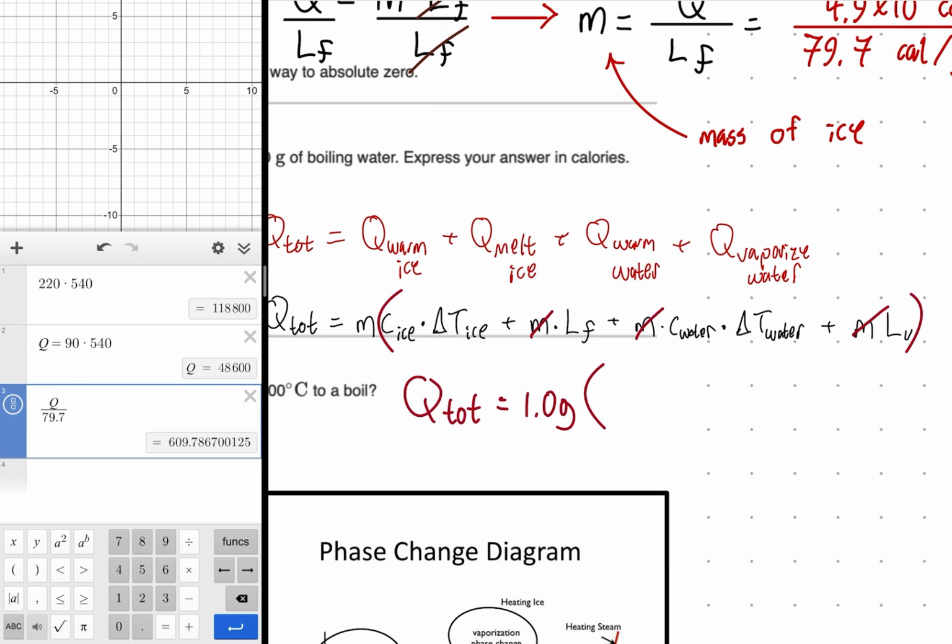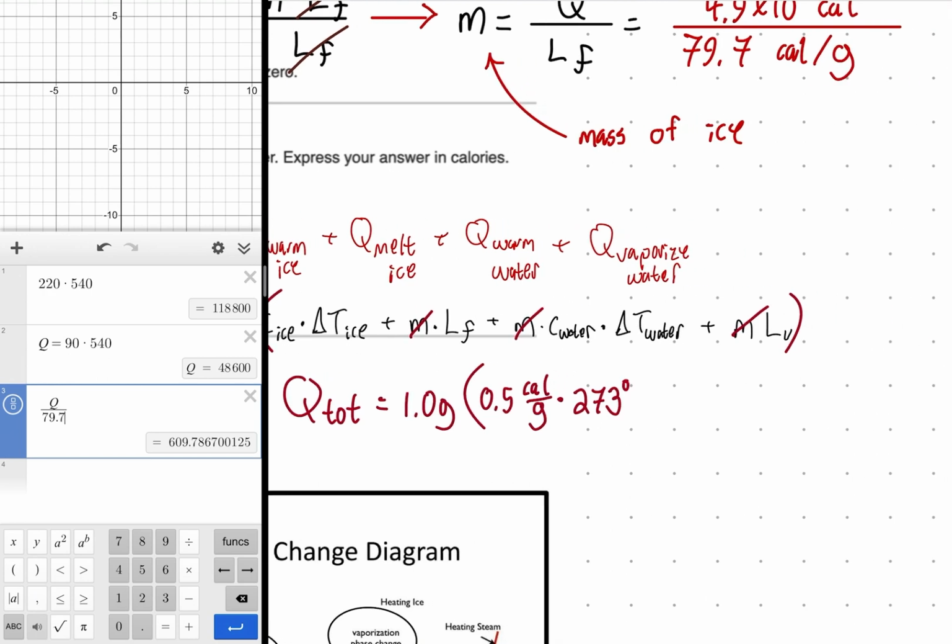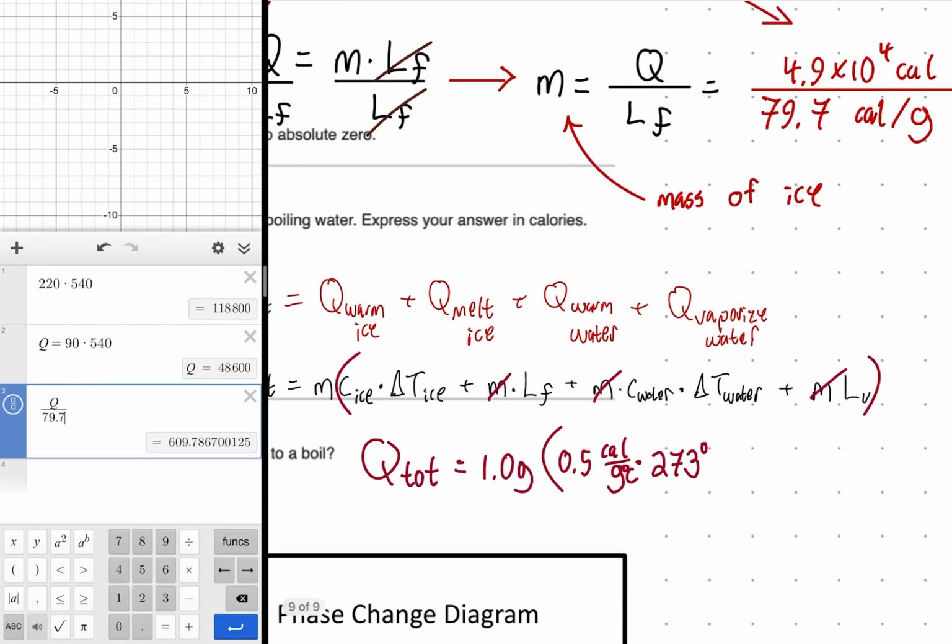We could distribute it back in, but this is a lot easier. So we have that M out in front, and the first term, 0.5 calories per gram for the specific heat of ice. Then delta T, I almost wrote 100, but this is the 273. It's positive because we're adding energy. 273 degrees Celsius. And this should be calories per gram degree Celsius, because the units of specific heat are calories per mass per temperature, whereas the units of latent heat are just calories per gram, because it's not dependent on temperature change, since there's no temperature change during a phase change. So I have to put the correct units there.